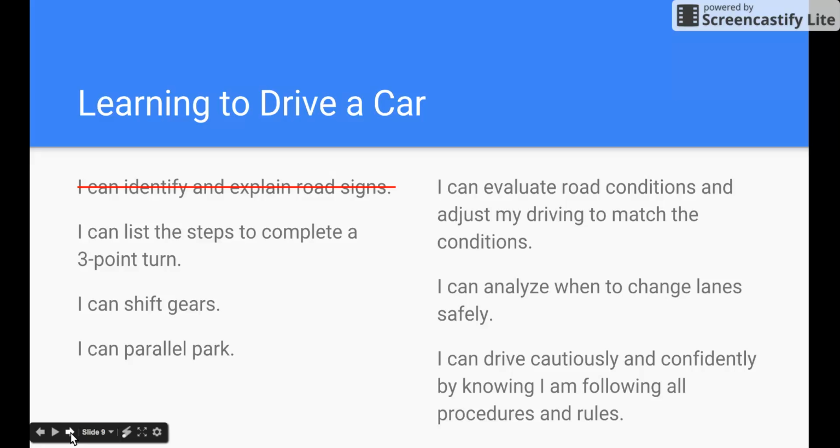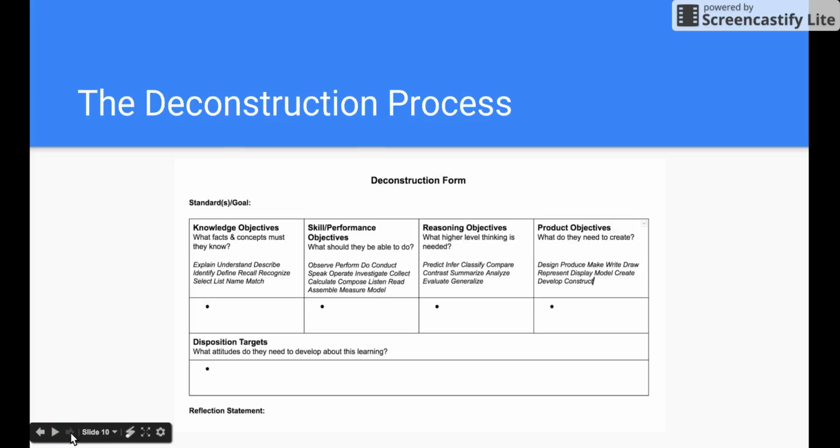You may realize that you've identified objectives that go beyond the expected performance of students, such as parallel parking. As you deconstruct, write your statements in student-friendly language. In addition, remember to use verbs to designate the type of learning students will be doing.